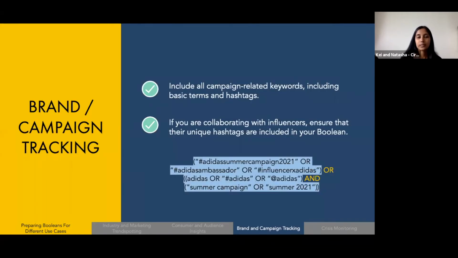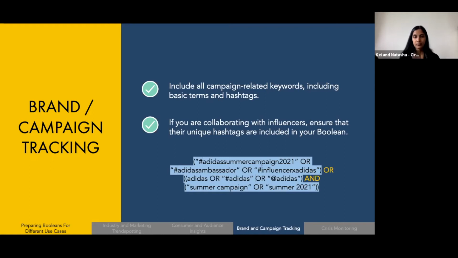So the first step, which is really important, is to include all campaign related keywords, including any basic terms or hashtags. So as an example, this is not a real campaign, I've just made it up for this example, but if they're launching a summer campaign, they may have a hashtag such as hashtag Adidas Summer Campaign 2021. And they may use specific hashtags when collaborating with influencers, which is also really important to put in your Boolean. So if they're using influencer related hashtags, it may be things such as hashtag Adidas ambassador or hashtag influencer Adidas. So this helps you make sure that you're not only pulling in your brand mentions, but also the influencers in question.